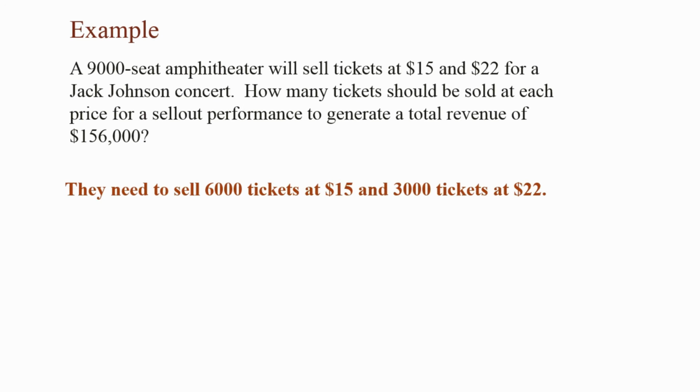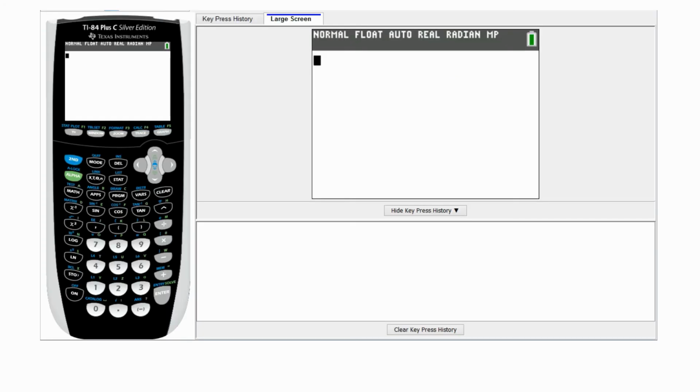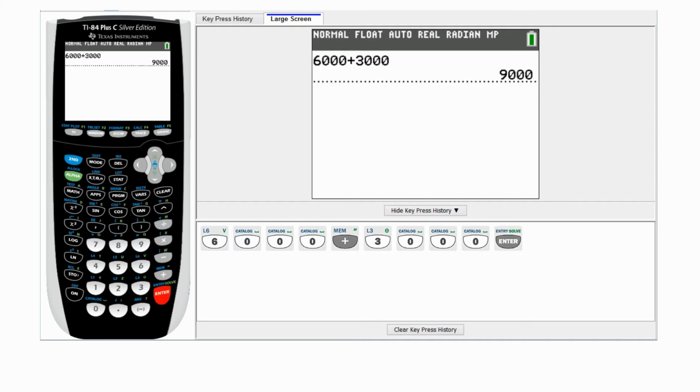So they need to sell 6,000 tickets at $15 and 3,000 tickets at $22 to generate a total revenue of $156,000. I can verify my answer by substituting x and y into my original equations. My first equation was x plus y equals 9,000. 6,000 plus 3,000 equals 9,000. My second equation, 15x plus 22y equals 156,000.